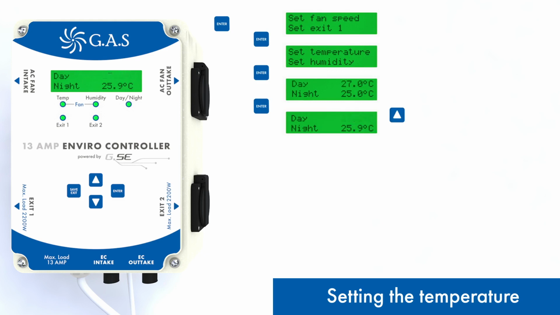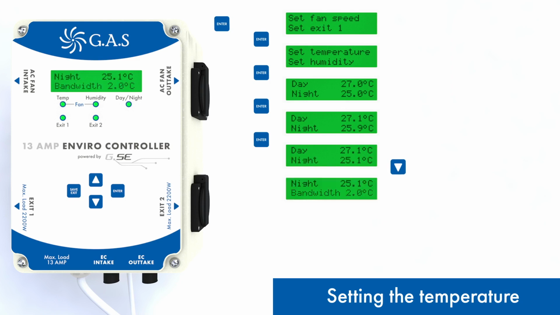The set fan speed setting on the Enviro controller allows you to change the temperature for day and night. When lights change from on to off, the controller's light sensor detects the change and automatically switches from day to night. In this example, the day temperature is 27.1 degrees and the night slightly lower at 25.1 degrees.